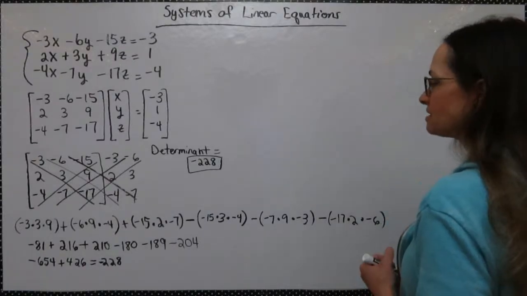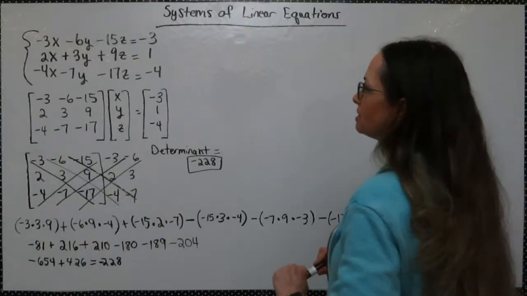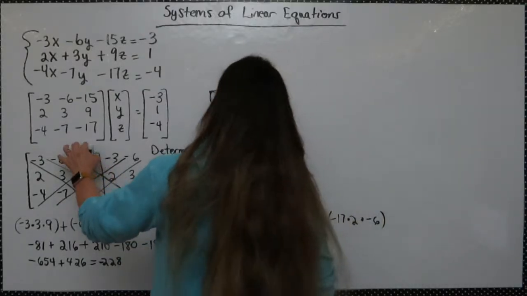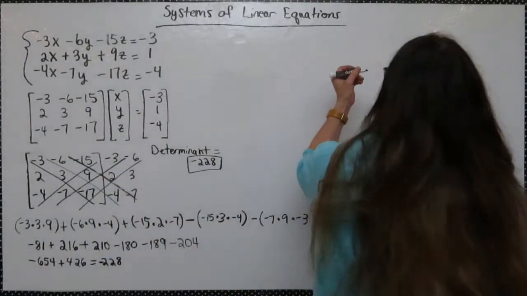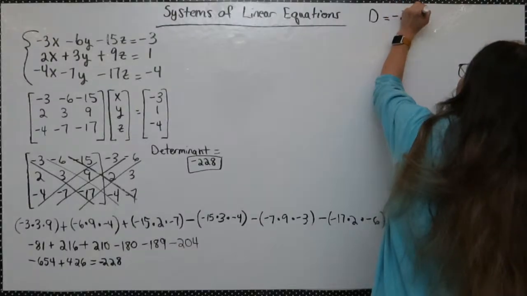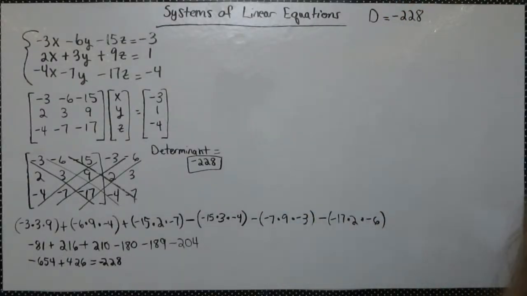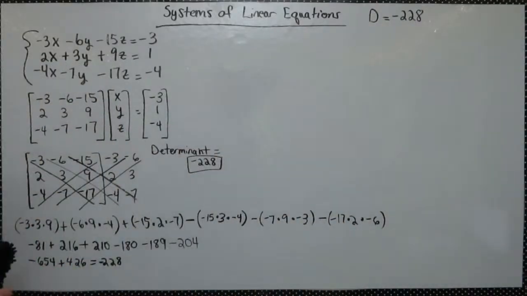And the next step. So now we have to calculate the matrix of minors. And you do that by this special process here. And I'm going to move the determinant over here. We've got D equal negative 228. I have a hard time believing that's right, but we're just going to go with it.